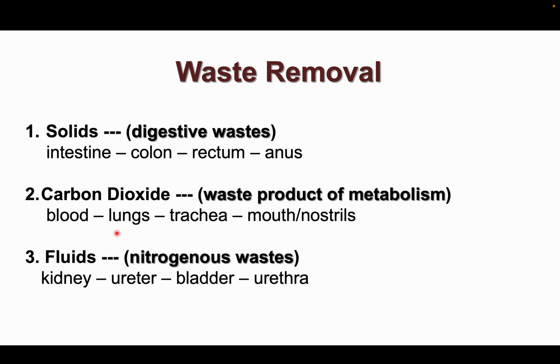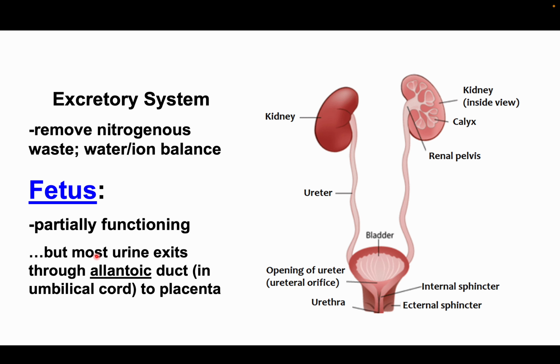The blood brings the gases back and forth. It's a transport route, and then we exhale carbon dioxide out of our body either using our mouth or our nostril. Today, we're going to examine fluid, which is a type of nitrogenous waste. And the organs that are involved are going to be the kidney, the ureter, the bladder, and the urethra.